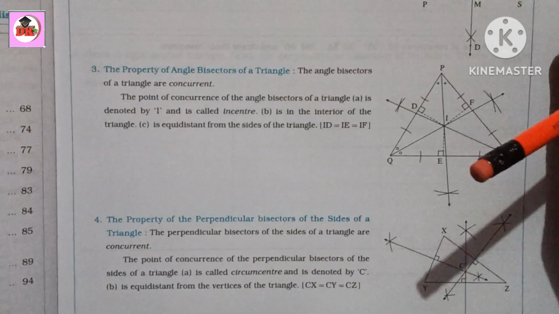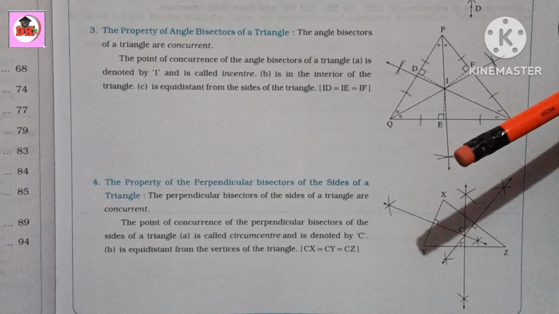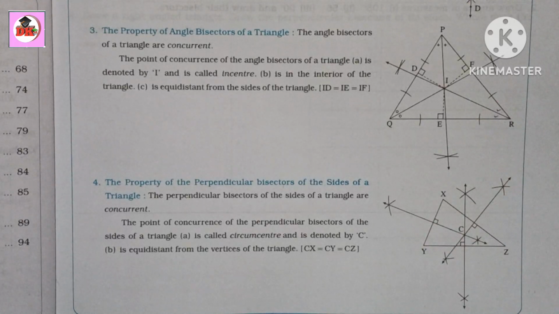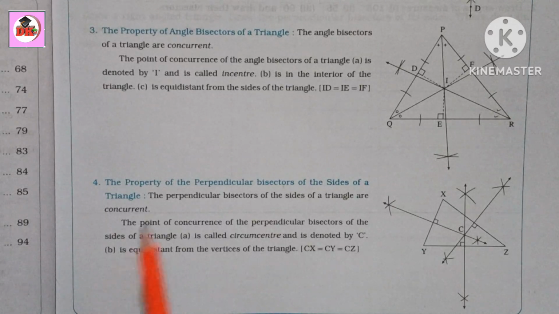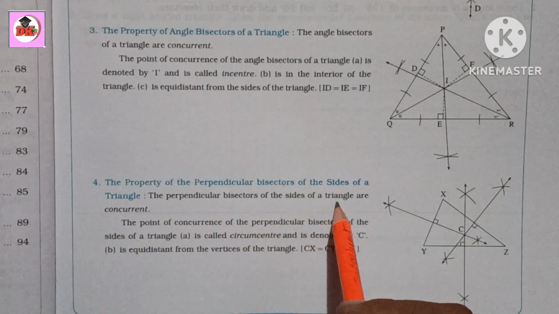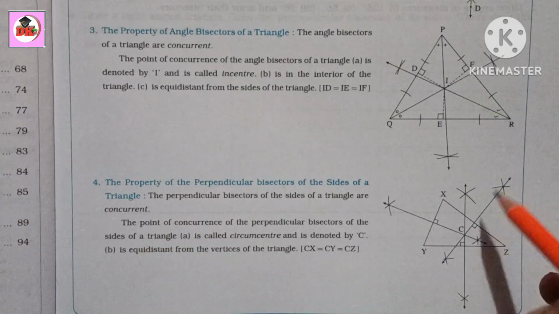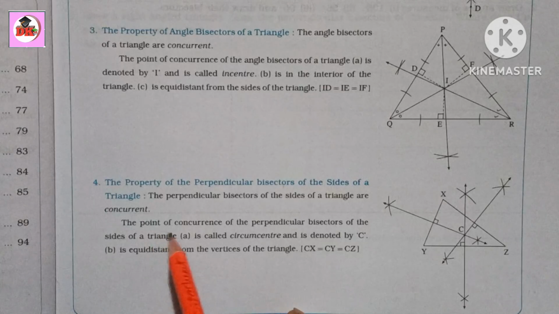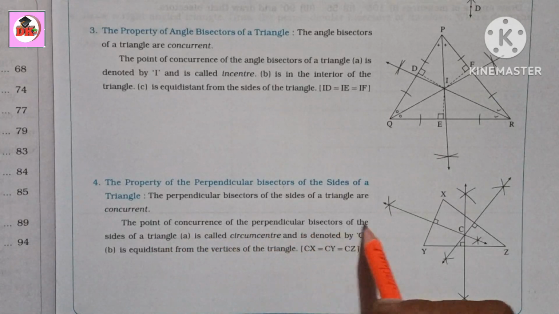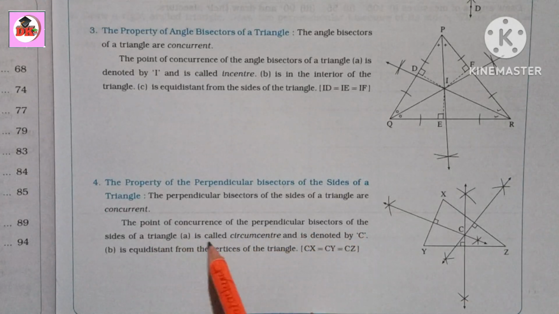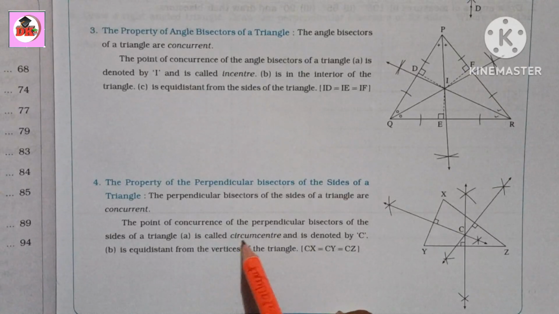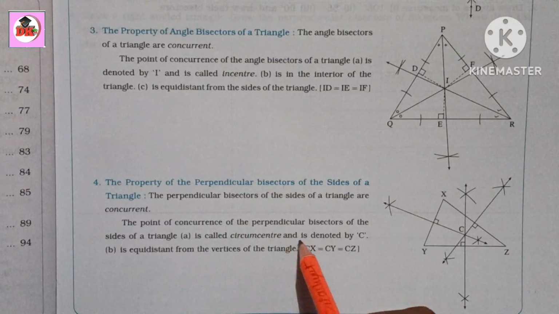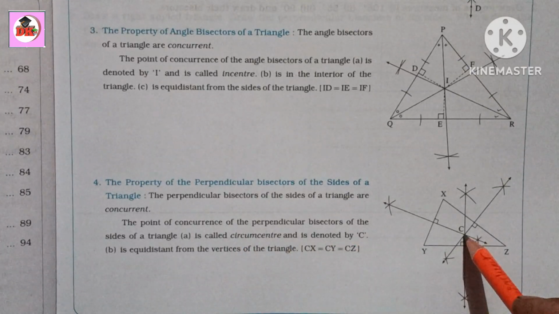We go to the next concept, the fourth one: the property of the perpendicular bisectors of the sides of a triangle. Consider one triangle. The perpendicular bisectors of the sides of the triangle are concurrent. You take any triangle like this. The point of concurrency of the perpendicular bisectors of the sides of the triangle is called the circumcenter. The circumcenter is denoted as C.